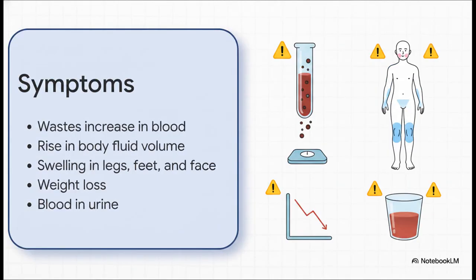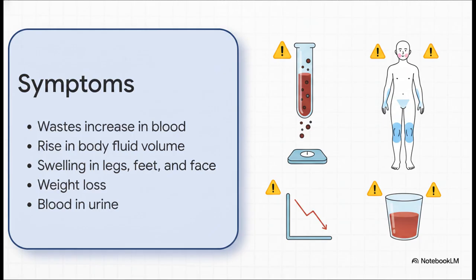Now, what happens to the body when this goes wrong? The symptoms of kidney failure include an increased concentration of wastes in the blood, a rise in the volume of body fluids, swelling in the legs, feet and face, weight loss, and sometimes blood in urine. ये जो symptoms हैं, ये हमारी पिछली स्लाइड का एक direct physical reaction है. Basically, जब kidneys extra water filter नहीं कर पाते, तो body fluid का overall volume बढ़ जाता है. ये extra water naturally कहीं ना कहीं तो जाएगा, right? So ये extra water tissues में जमा हो जाता है, leading to visible swelling, यानी सूजन, especially in the legs, feet and face.